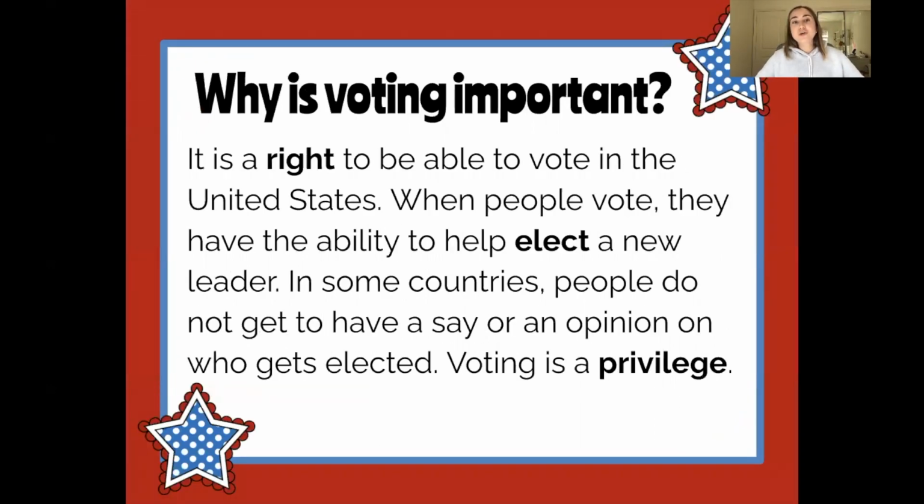And then next we'll go on to this slide here that says, why is voting important? So now that students understand what voting actually is, then as a class, we can spend time thinking about why voting is actually important in the United States. So what I have written here is, it is a right to be able to vote in the United States. When people vote, they have the ability to help elect a new leader. In some countries, people do not get to have a say or an opinion on who gets elected, so voting is a privilege. So this is just, again, another great way to introduce students to some new vocabulary related to the election in a way that's very kid-friendly and easy for elementary students to understand.